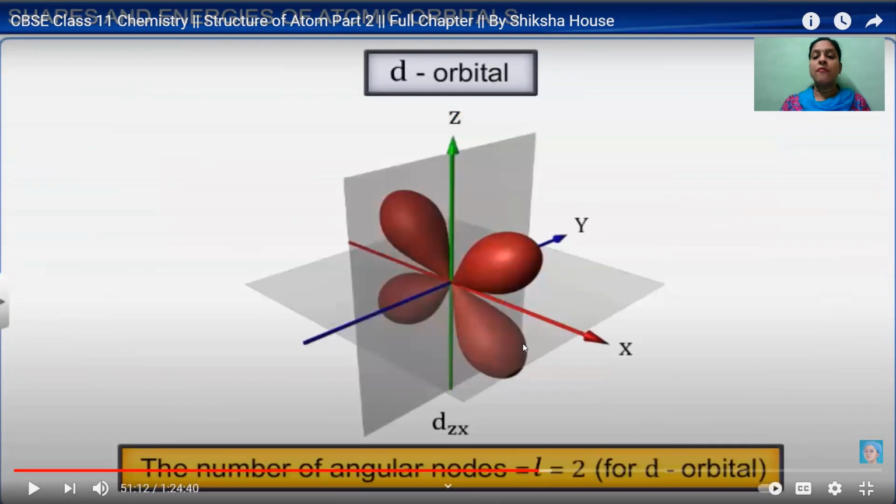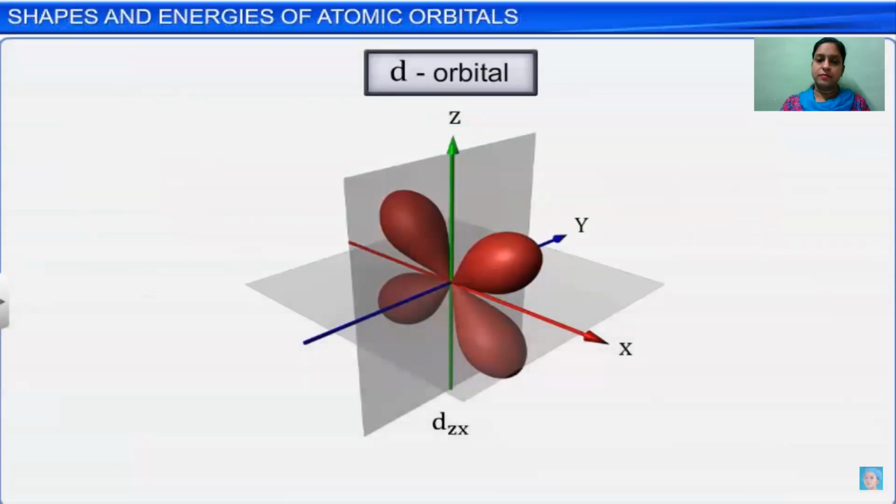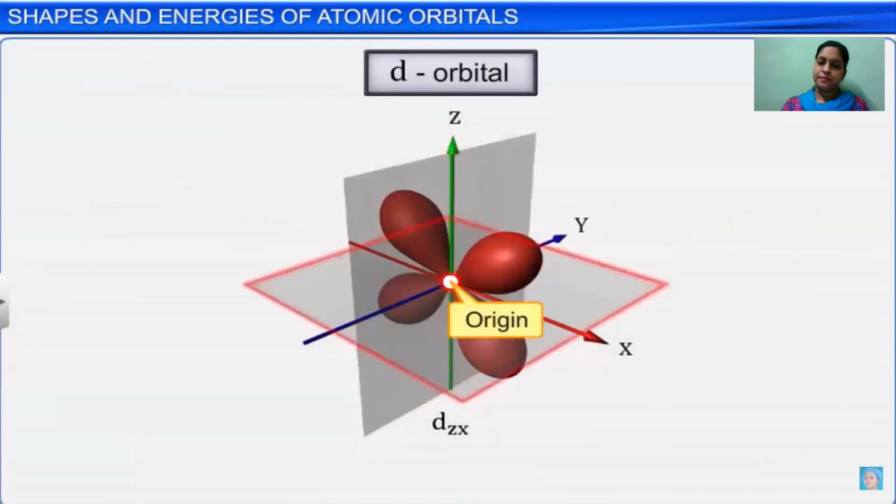Here the number of angular nodes, so number of angular nodes in d orbital case, it is equal to azimuthal quantum number, which is equal to 2. On dxz orbital, there are 2 nodal planes passing through the origin and bisecting the xz plane containing y-axis.